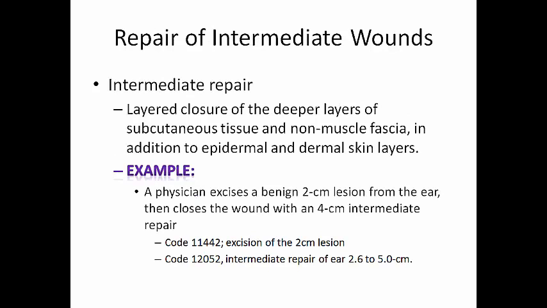Repair of intermediate wound. Intermediate repair is a layered closure of the deepest layers of the subcutaneous tissue and non-muscle fascia, in addition to the epidermal or dermal layers. And you'll see it documented as either intermediate repair or a layered repair. Example: the physician excises a benign 2 centimeter lesion from the ear, then closes the wound with a 4 centimeter intermediate repair. The coder is going to have 2 codes, one for the excision, 11442, and one for the intermediate repair, 12052.